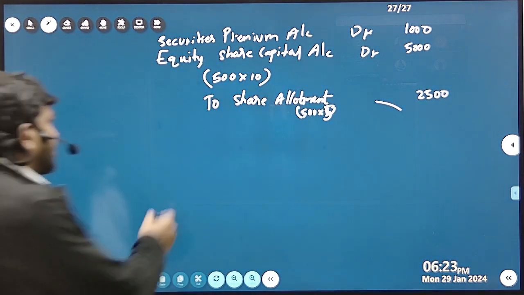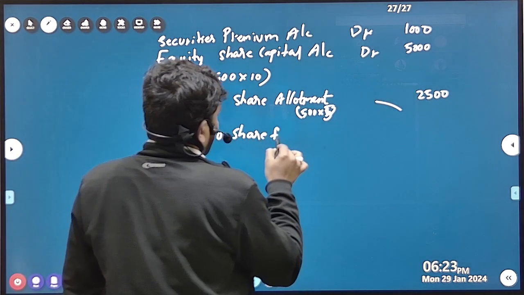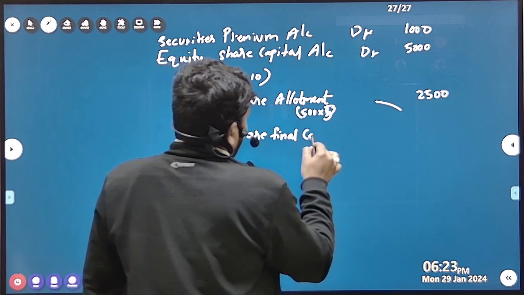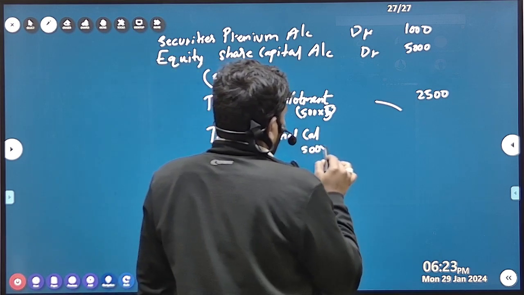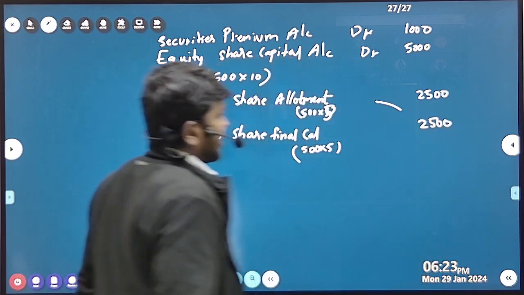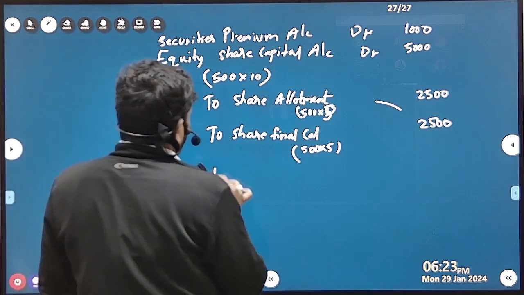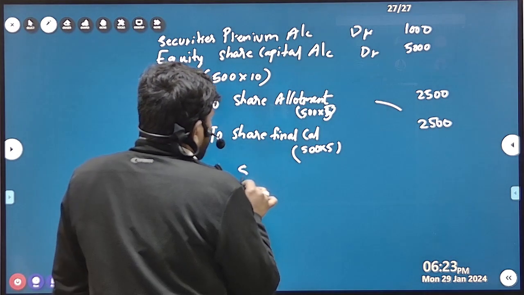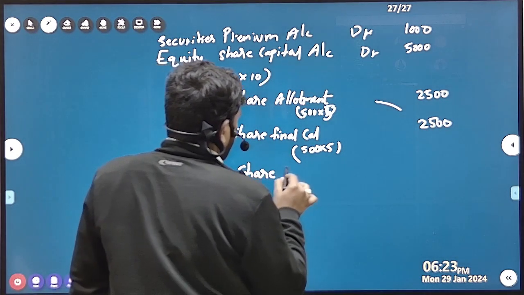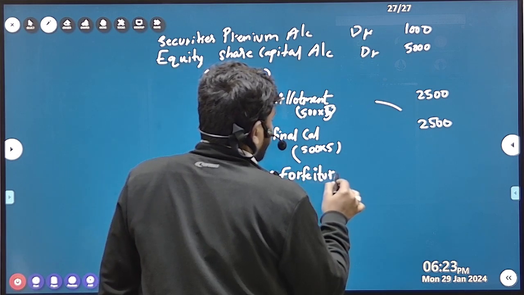Okay. What is the final call? To share final call, 500 into 5. How much? 2500. Okay. Now see carefully. Two, share forfeiture account. What is this account? Share forfeiture account.